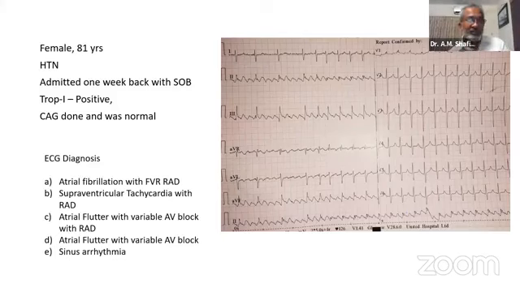Sir, if you can have a discussion, please. Atrial flutter with variable AV block with right axis deviation.